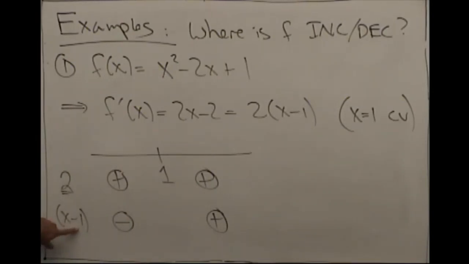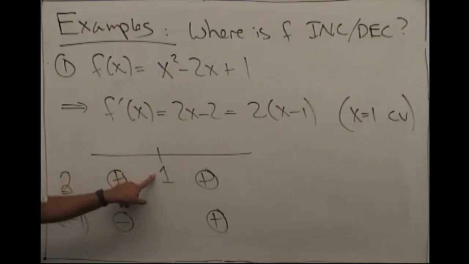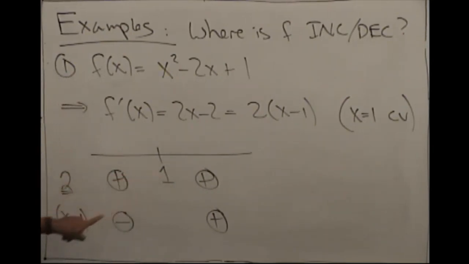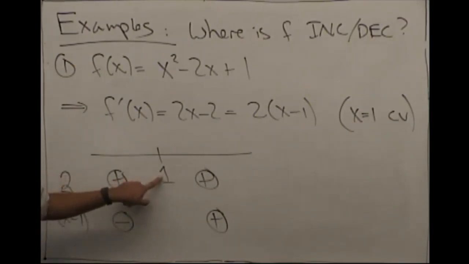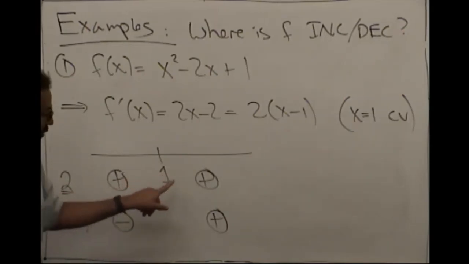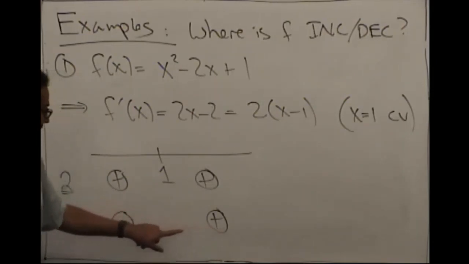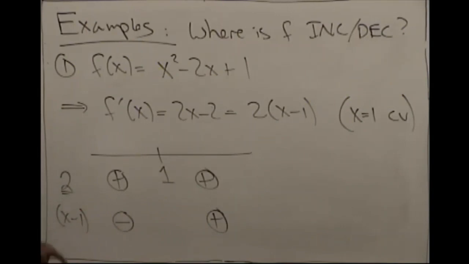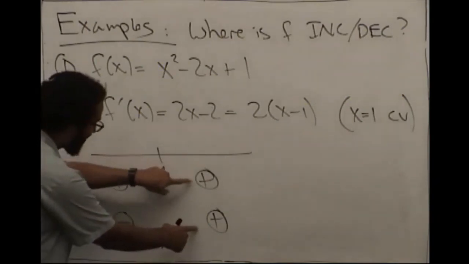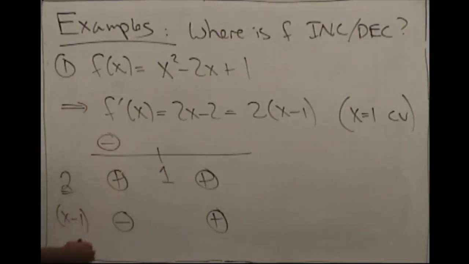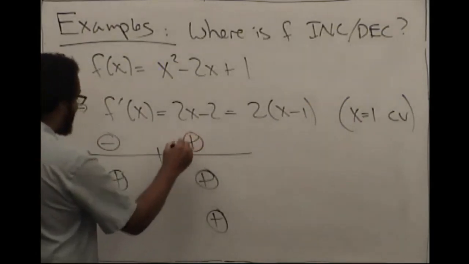Now check convenient numbers to the left of 1. So like 0 is a convenient number to the left of 1. So I plug 0 into this thing and I get a negative number, right? And now I want to check a number to the right of 1. So like 2 would be a convenient number to the right of 1. So when I plug in 2, I get a positive 1. So now I get a negative and a positive, and so now you want to just multiply all of these things together. So here I'm going to get a negative, and here I'm going to get a positive.